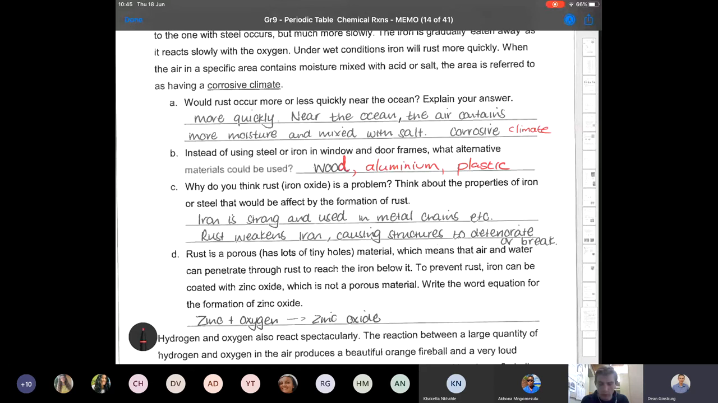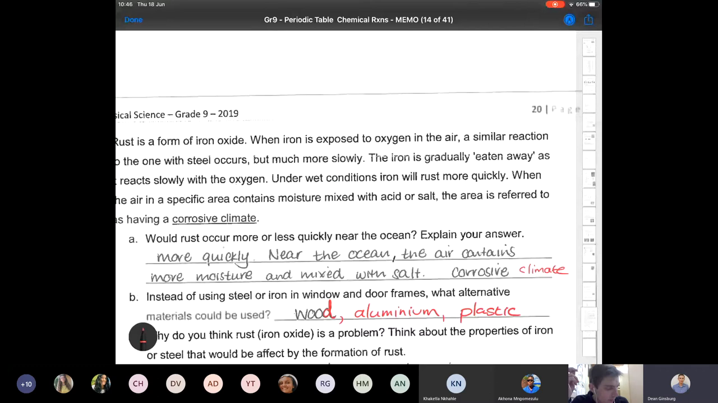Junior, pick a friend for me to do number C. KB. Okay, KB, why do you think that iron oxide is a problem? Think about the properties of iron or steel that would be affected by the formation of rust. So, KB, I'll guide you a little bit with this question. Generally, things that need to be quite strong would be made of iron. Do you agree? Yes, sir. Okay. So give me an example of something that needs to be quite strong that's made of iron.